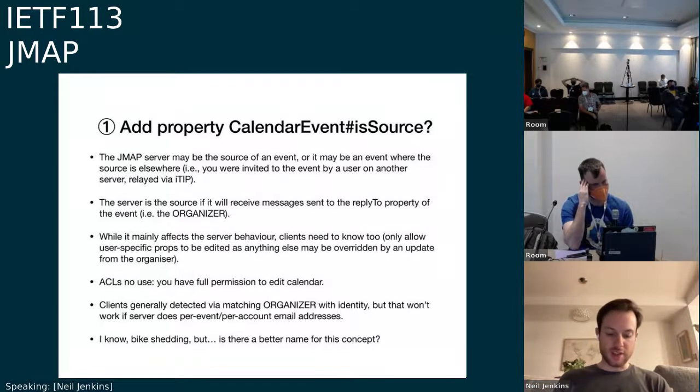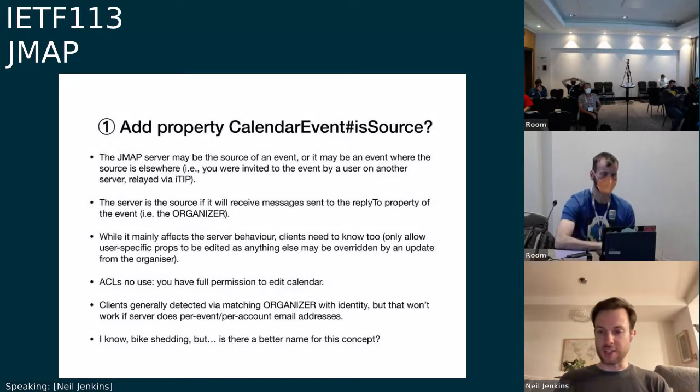But that won't necessarily work in all circumstances because you might have a per event or per account reply to address, which lets you do some nice other things, but it means it's not necessarily easy to work out whether this event is the source of this event, is this server that you're on or somewhere else. So basically the upshot of this is I think we probably do need to add a new property to the event that the server will set when you create it, for the server to say, does it think it's the source of this event or not? So the client can change its behavior based on this.